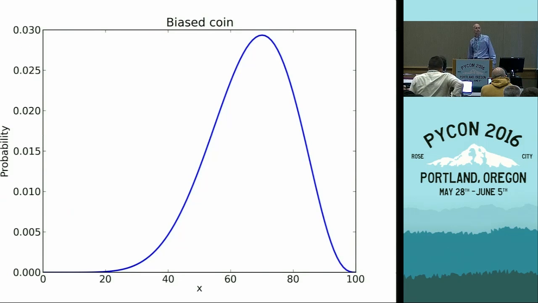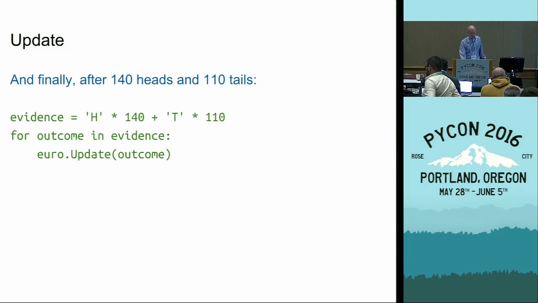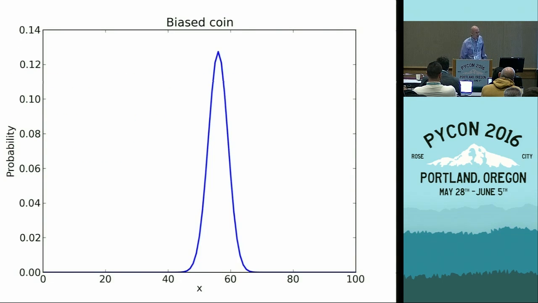And now, if I do the actual update that we were asked to compute, I got 140 heads and 110 tails. I'm going to do a little bit of Python magic here to make a string that has 140 copies of h and 110 copies of t. And then I'm going to loop and do those updates. So this is after 250 updates, it looks like that.